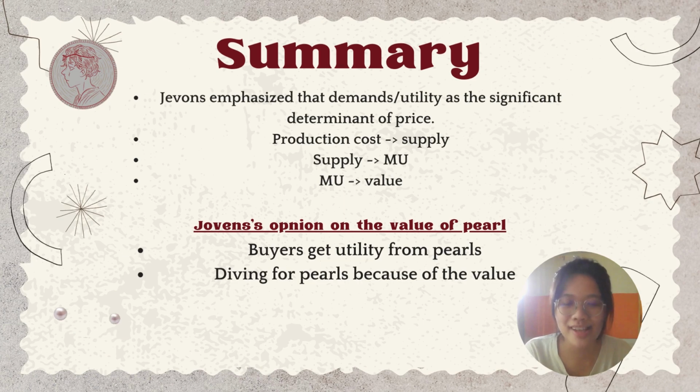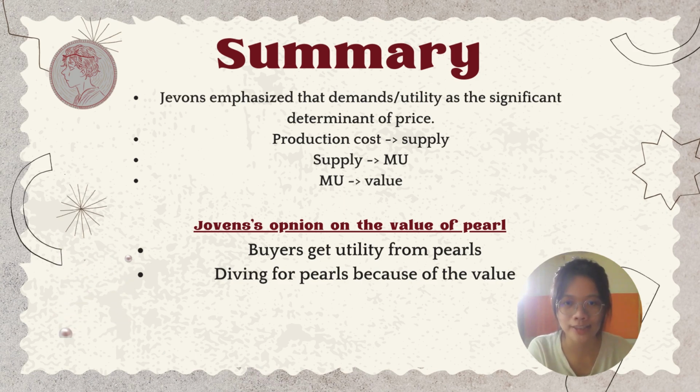In short, Jevons emphasized that demand, or utility, plays a role as the significant determinant of the price of a commodity. The cost of production, such as labor price or labor wage, will determine the supply of the commodity. If the cost of production is high, then the supply will be low. If the cost of production is low, then the supply will be high. Next, the supply will also determine the marginal utility of a commodity, and marginal utility will determine the value of the commodity.